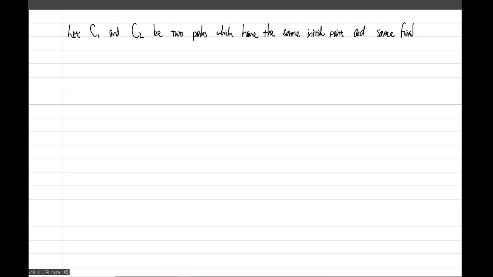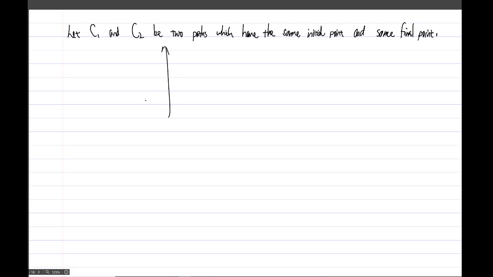Okay, let's dig into this phenomenon more by having the following. Let C sub 1 and C sub 2, we could use capital C and capital D, but we're just using C1 and C2, be two paths which have the same initial point and the same final point. That's all that has to be true about these two paths.